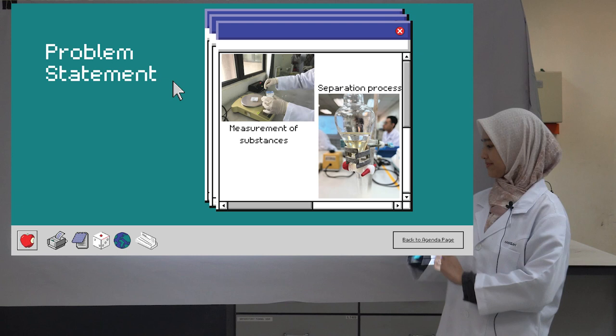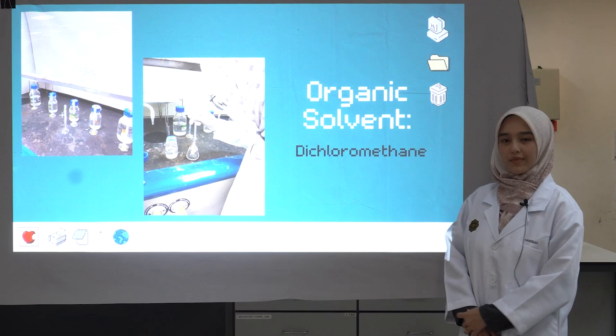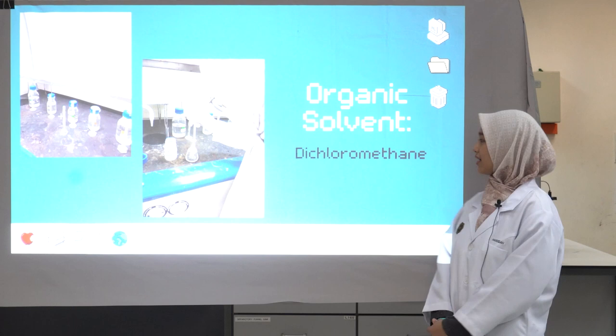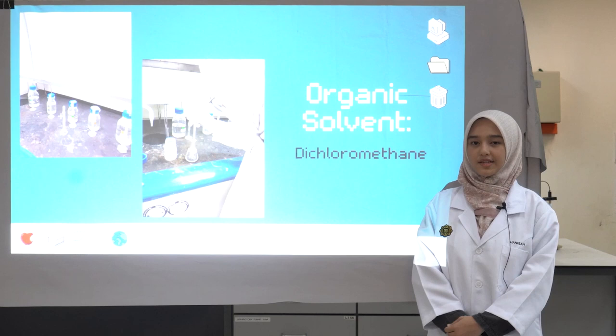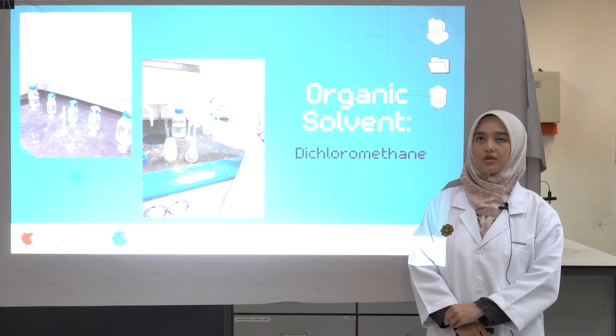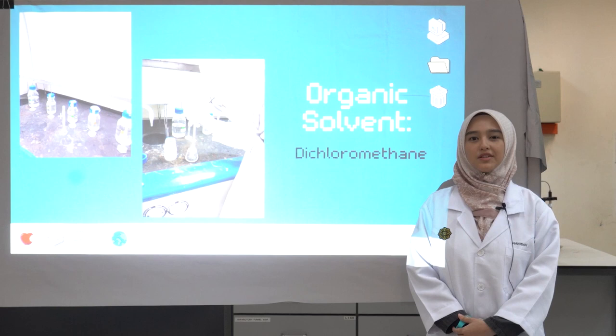The organic solvent that we use for this experiment is dichloromethane. Dichloromethane has a low boiling point and is non-flammable. The solution also has a different density from water. It is denser than water, so it will sink to the lower part of the water. So I will pass to the next presenter to talk about methodology.